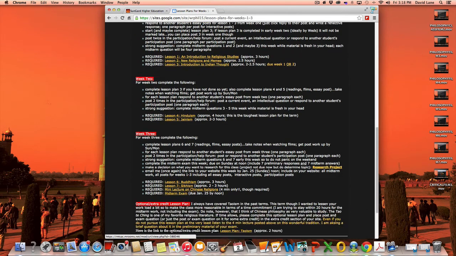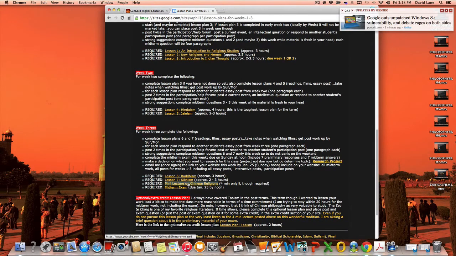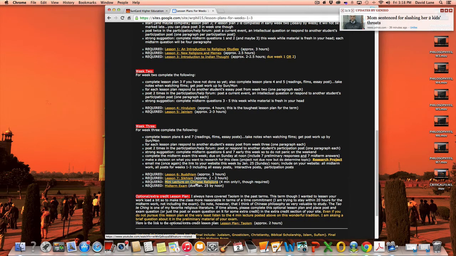Jainism, again, is a beautiful religion that you can comprehend pretty easily. Buddhism, a lot of students love Buddhism. Then Sikhism, and a lot of students are not familiar with the Sikh religion. The Sikh religion is fascinating. It's in northern India. The Sikhs will be wearing the turbans, the silver bracelets, and so forth. It's a wonderful tradition. We have a very short introduction to Chinese religions, and then your midterm exam.